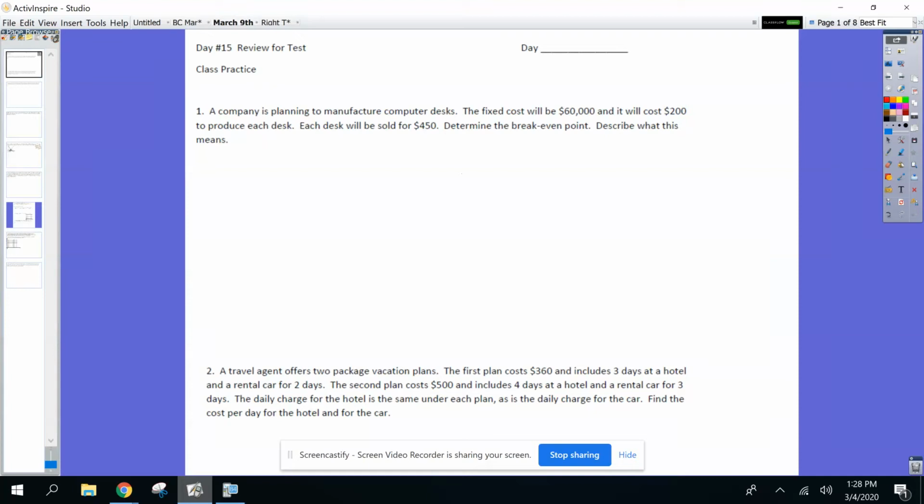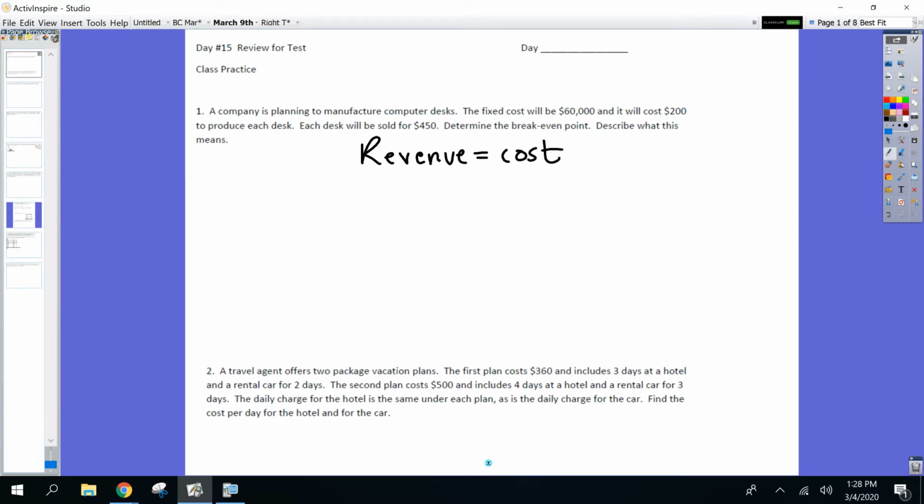Okay, here we go. Number one, if you remember at all, this is going way back to the first day when we did break even point. How many desks must I sell to break even? Break even again is when revenue equals cost. That's when you break even. When your revenue, the money you bring in, is equal to the cost you put into it.